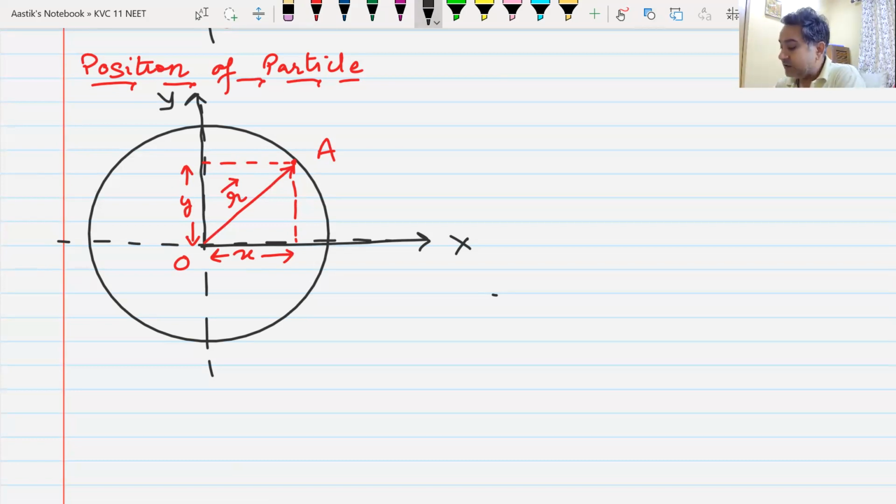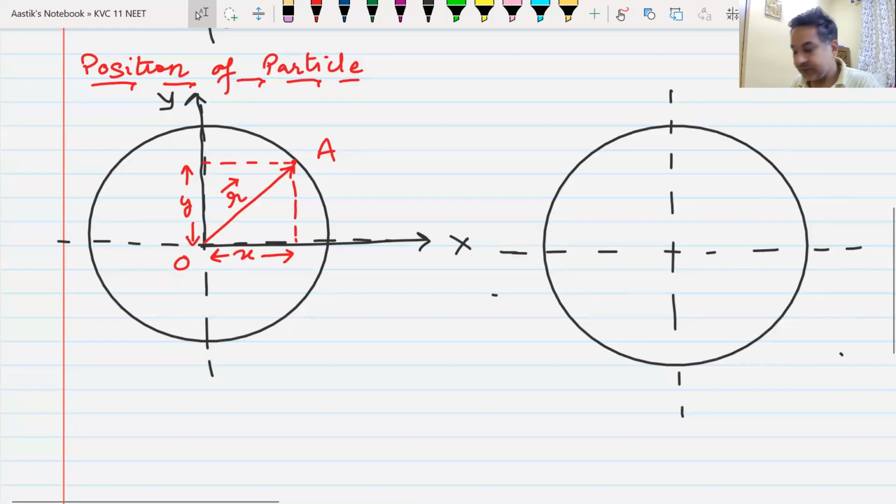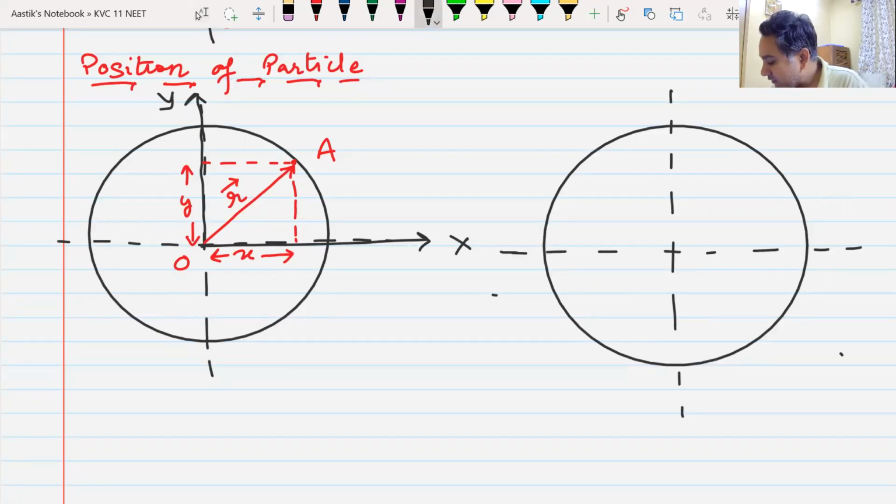So instead of telling you the x and the y coordinate, what I'm going to do is to say the same thing in a different way. How can I say it in a different way? Same thing said in a different way. This is my origin, which is also the center of the circle. This is your x-axis and this is your y-axis.